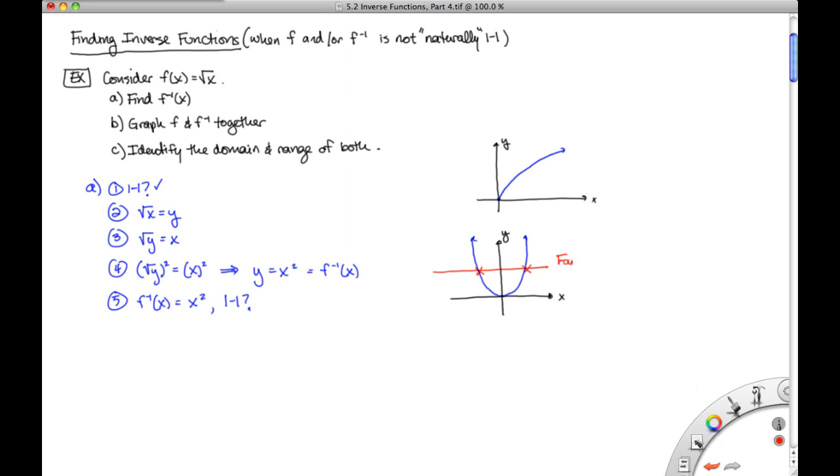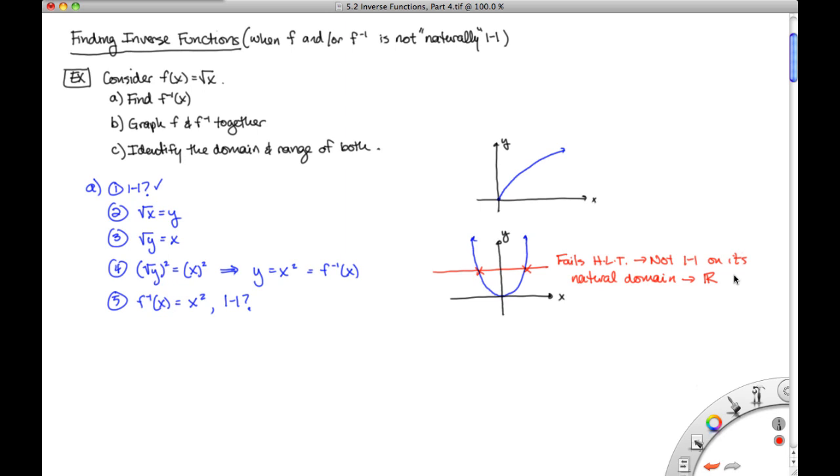So it fails the horizontal line test. So it's not one-to-one on its natural domain. And the natural domain of x squared, if we were just looking at it by itself, the natural domain is all real numbers from negative infinity to positive infinity.